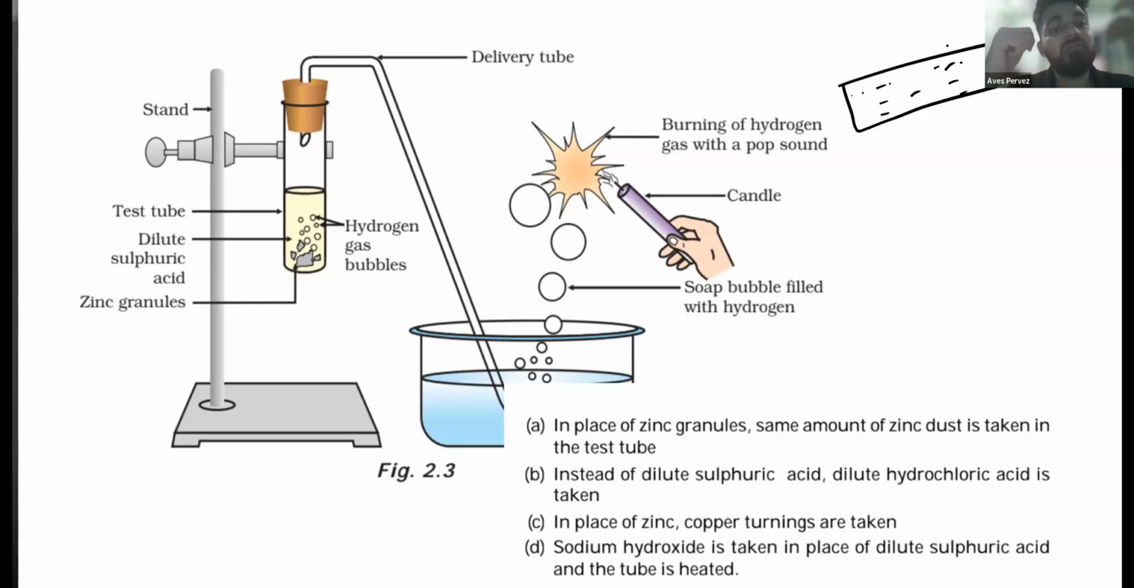But if we have the powder of zinc, then more atoms will come in contact with the acid. So we can say that this time the hydrogen gas will be produced at a faster rate than the previous one. Okay, got it? Yes, sir, at a faster rate hydrogen gas will be produced. Now instead of dilute sulfuric acid, if you take dilute hydrochloric acid, will the hydrogen gas be produced? Will the hydrogen gas be produced this time?